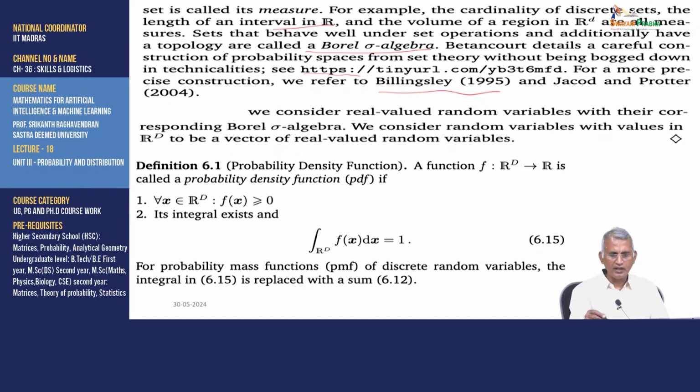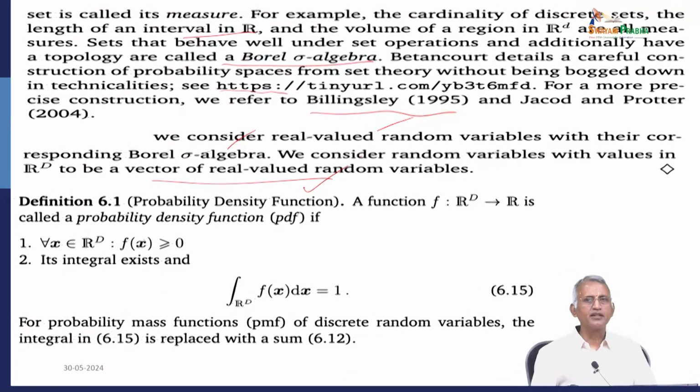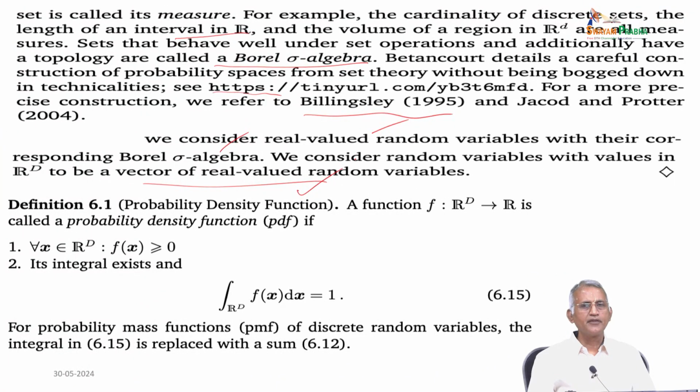Now, we consider real valued random variables with their corresponding Borel sigma algebra. We consider random variables with values in R to the power d, that is, vectors of real valued random variables. So, let us start with the definition. A function f from R to the power d to R is called a probability density function.